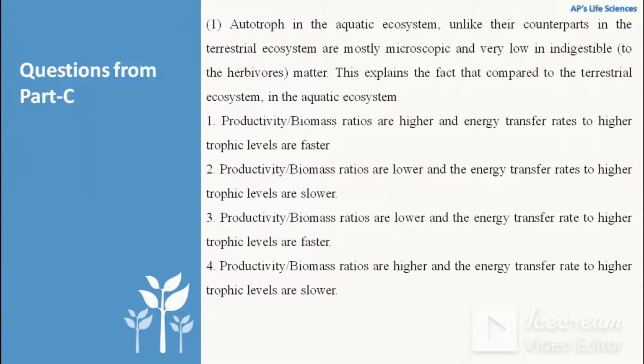We know that the productivity by biomass ratio is higher in aquatic ecosystem, and also the energy transfer rate is higher in aquatic ecosystem. So the first option is productivity by biomass ratio is higher and energy transfer rates to higher trophic levels are faster. So if we compare the aquatic with terrestrial, then this is the correct answer.